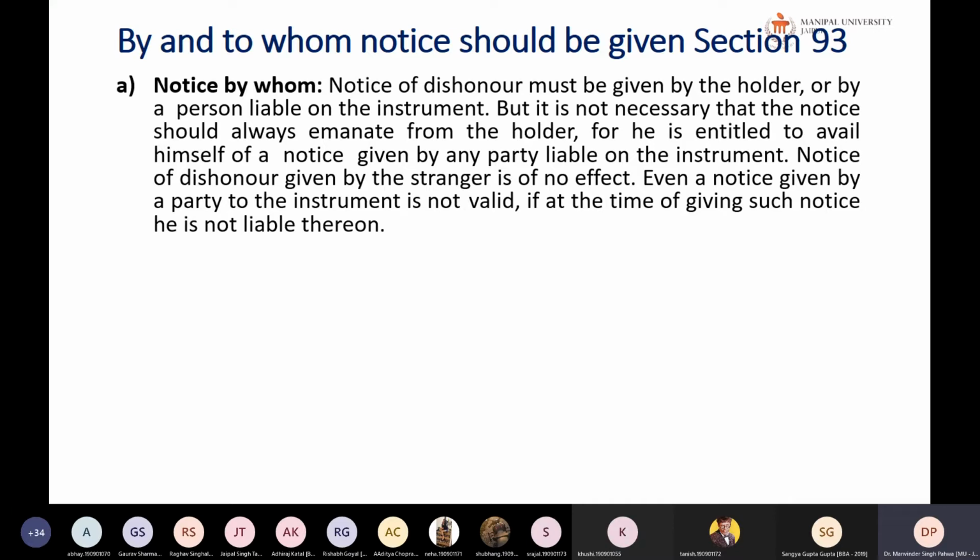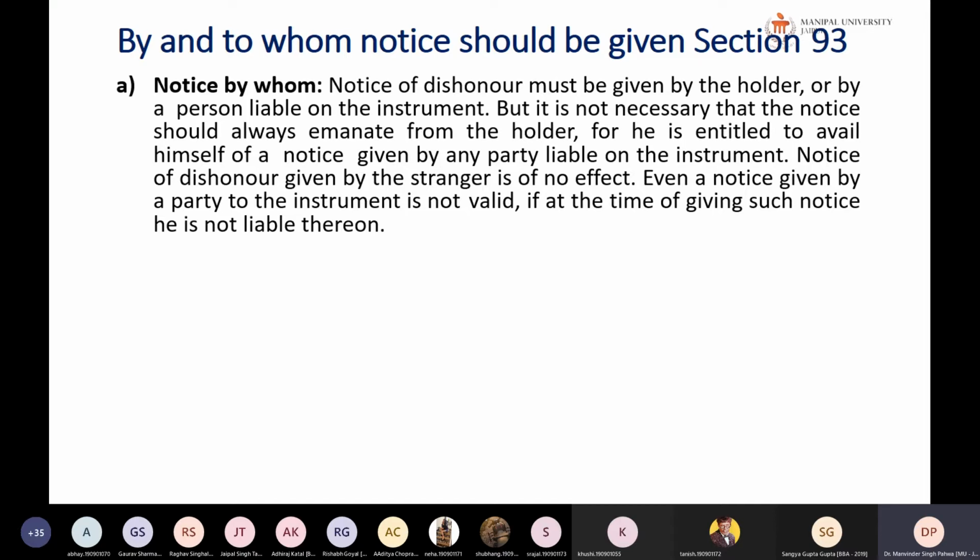For he is entitled to avail himself of the notice given by a party liable on the instrument. Notice of dishonor given by a stranger is of no effect. Why? Because it is not at all affecting him. A person who is actually getting affected by such dishonor, or a party who has not yet received the payment, those interested parties who will be liable, are the ones to give the notice.